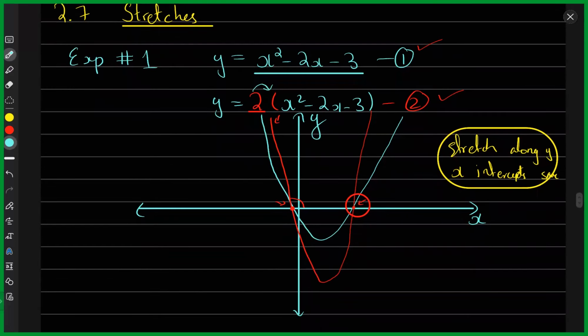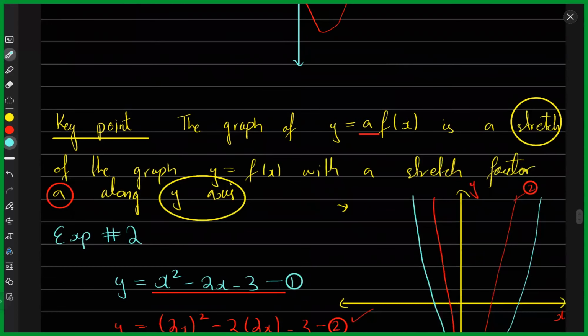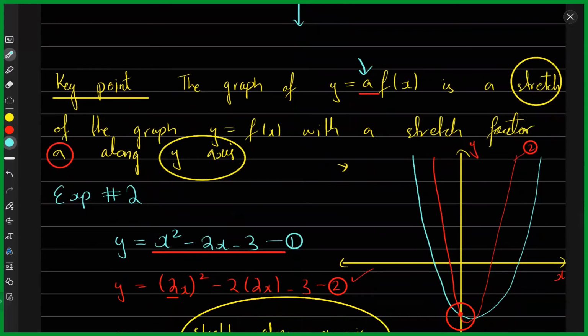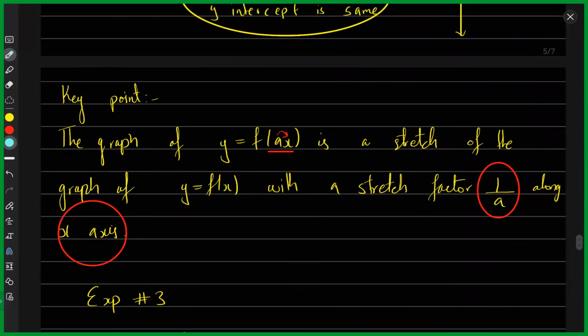Okay. So again, the key point, the graph of y equals a f of x. A f of x means you're doing something with the function. You're multiplying this thing with the function, is a stretch of the graph y equals f of x with the stretch factor a along y-axis. Okay, so for y, first of all, it would be stretch along y when you're multiplying the number with f of x directly. Number two, the stretch factor would be this number directly, as long as you're multiplying this number with the function, right?